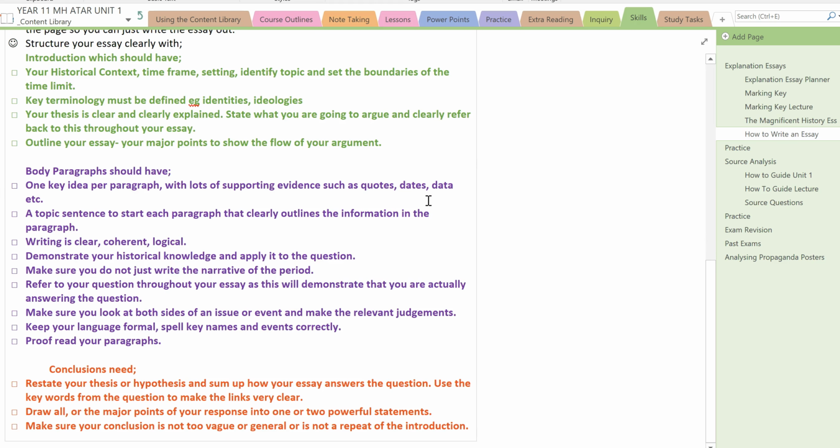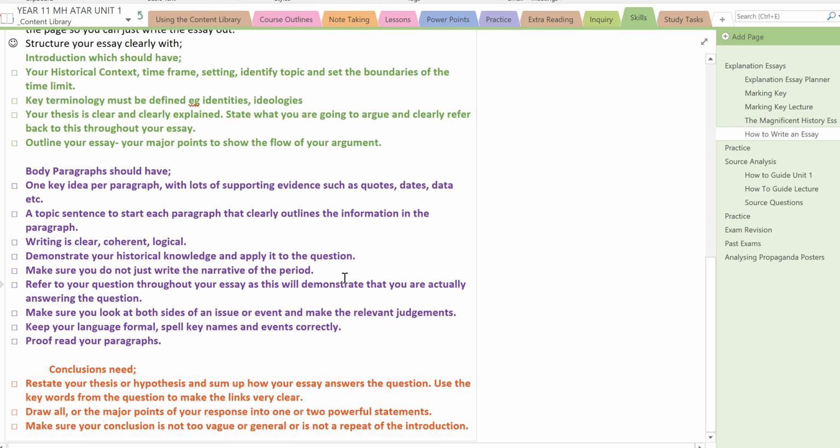Okay, each body paragraph should have one key idea, lots of supporting evidence, quote starters, dates depending, and a clear topic sentence that outlines the information. You need to be direct, don't overwrite. Don't waffle. It's not a lit essay. It's just a nice, clear, direct history essay. Yes, I want to see a nice vocabulary, but I don't want an actual English or lit essay here. Demonstrate your knowledge. Apply it to the question. Don't wander off task. You've got to make sure you're linking everything back to your argument.